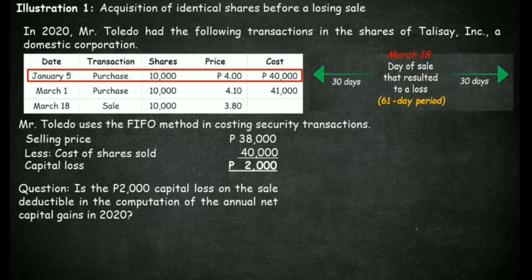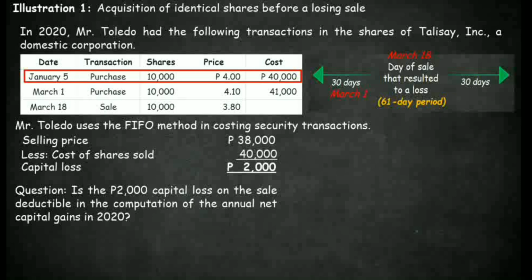So, we'll move on to the March 1 purchase. Now, we'll count the number of days from March 1 to March 18, which is the day of the sale that resulted to a loss. Pasok ba siya sa sinasabi nating before 30 days? Obviously, pasok siya. So, therefore, etong purchase transaction on March 1, 2020 is a wash sale.